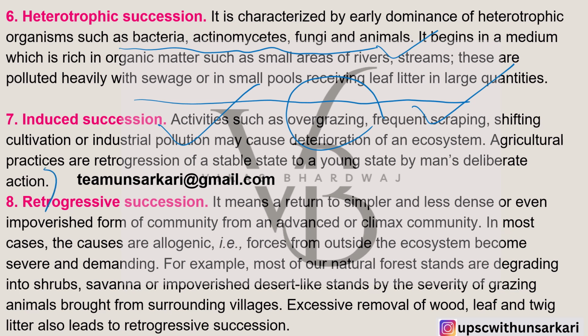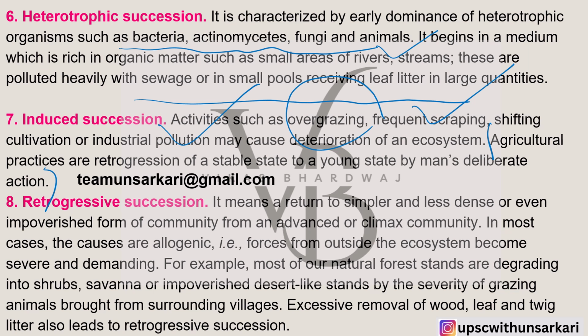That is how we can understand, and we can obviously quote ourselves, that even the areas where human activities are taking place, especially agricultural practices, are in one way a retrogression, because before agricultural practices there was natural vegetation. So that is why we say it is a retrogression of a stable state, because it is induced by anthropogenic or human activities, which are deliberate human action.